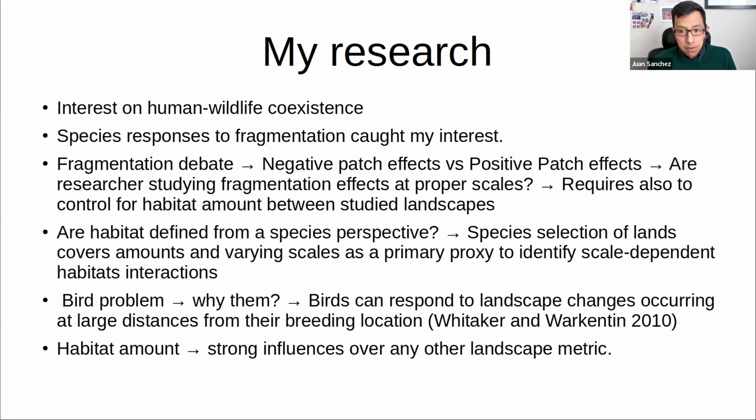I used birds in my research because birds can respond to landscape changes occurring at large distances compared to other organisms, because they can fly. And also they have particular behaviors that make them easy to study compared to other organisms. I also focused on habitat amount because this variable has a very strong influence on other landscape metrics like patch size or connectivity. In the debate on landscape fragmentation, habitat amount was a variable that needed to be controlled before we could examine other processes and dynamics in landscapes.